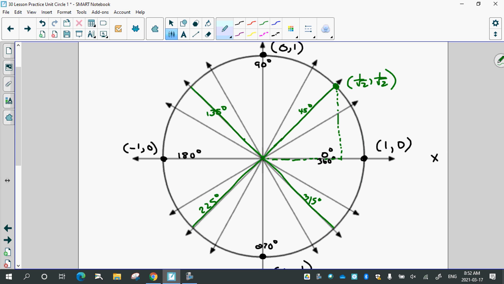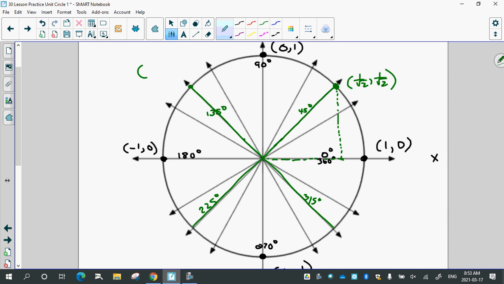So from 0 to get to this point here, that's on a circle of radius 1. I would go over 1 over root 2 for my x and then up 1 over root 2 for my y. Are you following why that ordered pair is 1 over root 2, 1 over root 2? Okay.